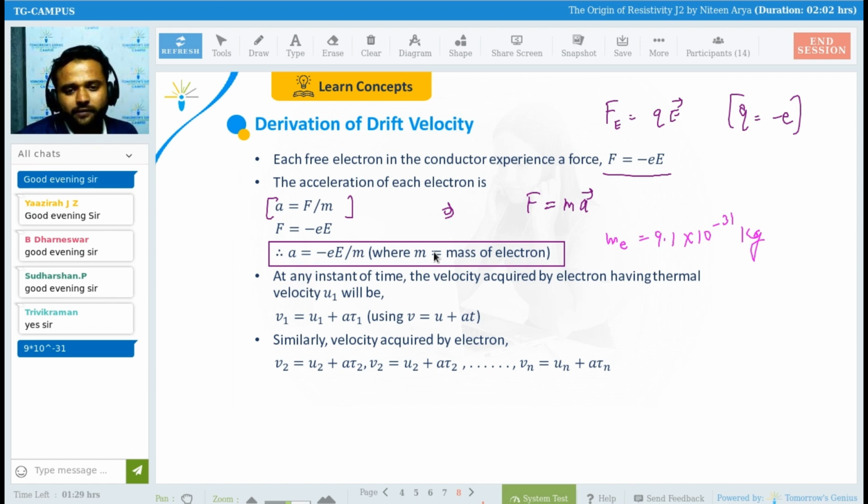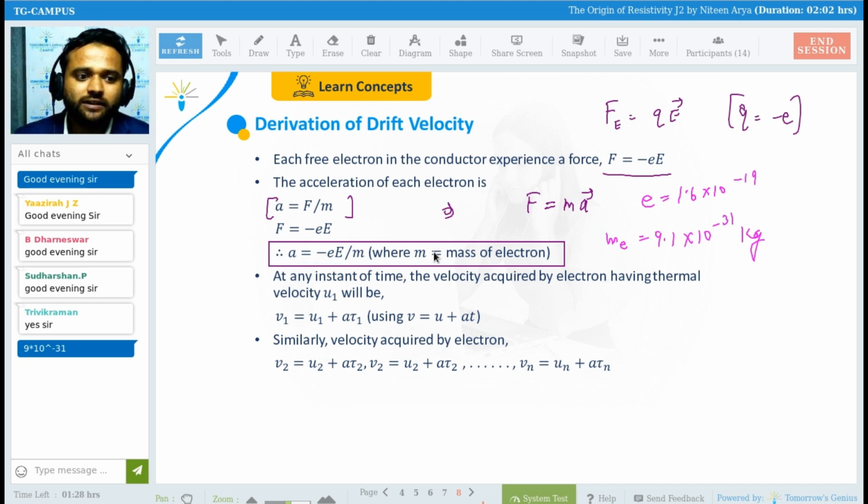Now you can see if I divide 1 unit of electric field times the charge, the charge of an electron is 1.6 into 10 to the power minus 19, divided by 10 to the power minus 31. The order is almost 12. So your acceleration is going to be of the order of 10 to the power 12 meter per second square. See how fast they are moving. That is why the moment you click the button, your fan starts and your bulb glows. If someone asks how the current is so fast, this is the reason.